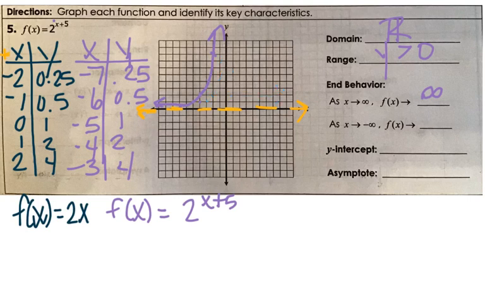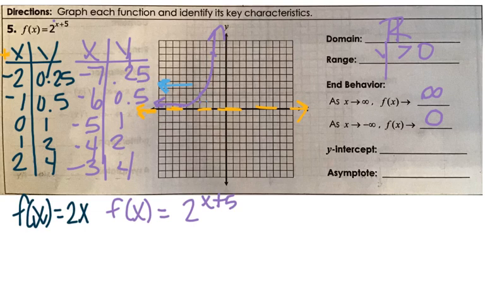Now, as x approaches negative infinity, which way is negative infinity? It's the left, right? What is happening to your graph? It's just getting closer to 0. So f of x approaches 0. Now, your y-intercept. So that is hard to tell. You can't tell it right now.